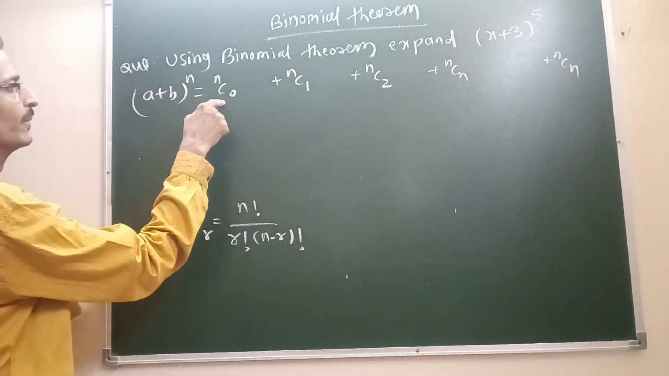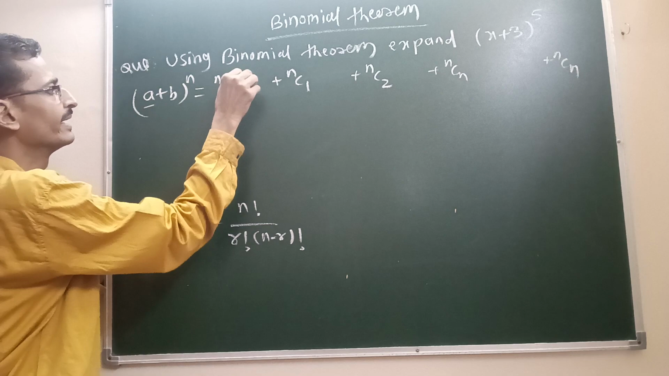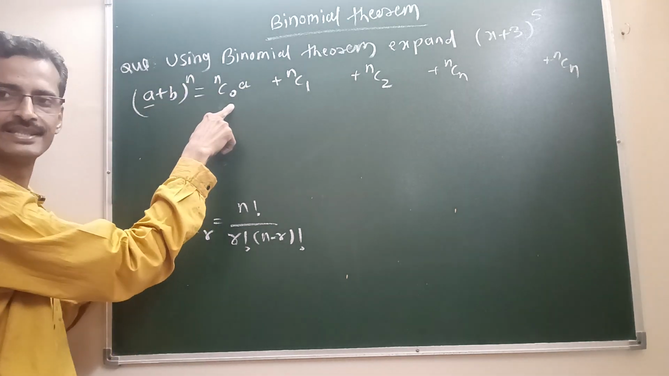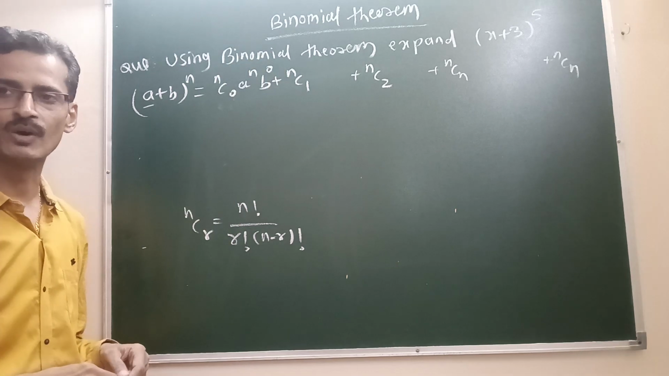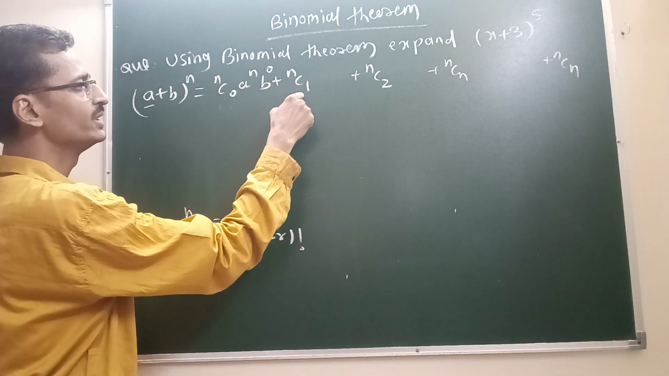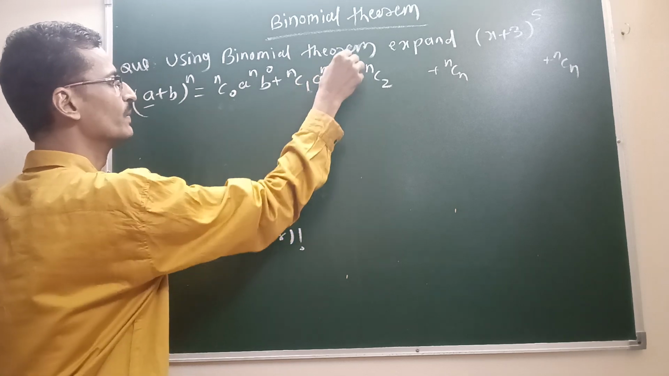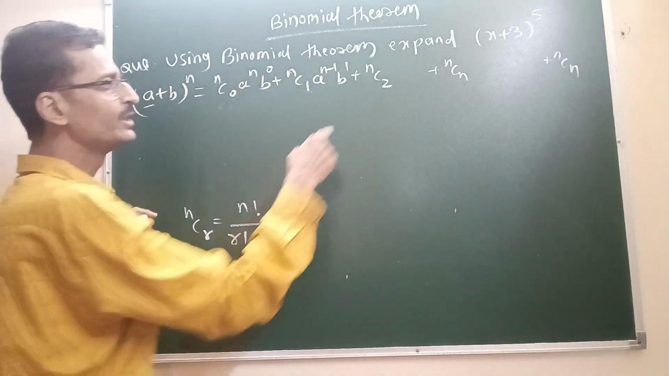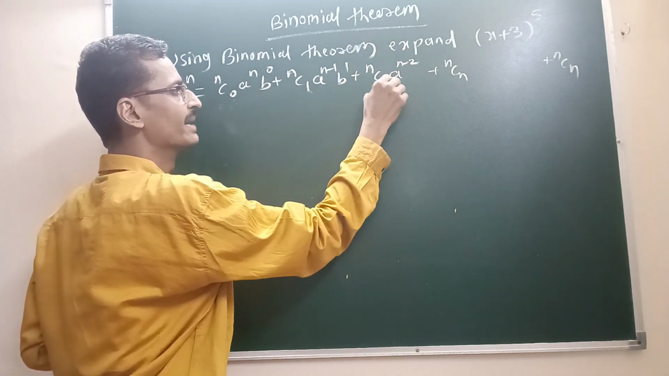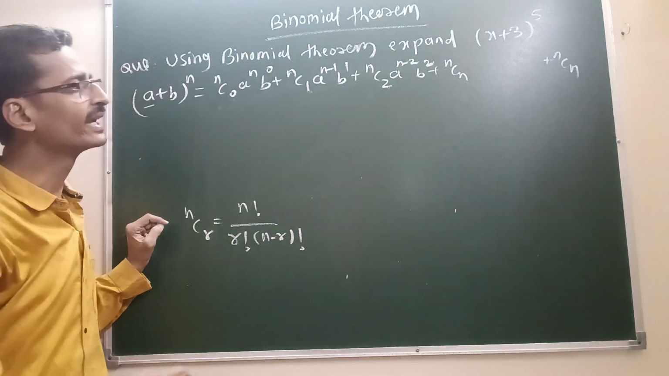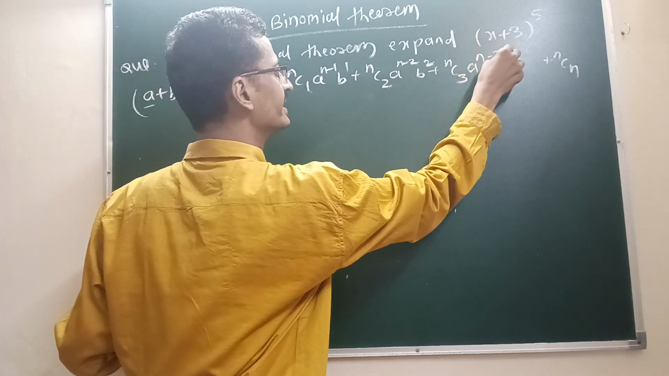So here, in the first term nC0, write a raised to n minus 0, and b raised to 0. Now b raised to 0 is what? 1. Next nC1, write a raised to n minus 1 and b raised to 1. So in nC2, how can we write? a raised to n minus 2 and b raised to 2. Then nC3, a raised to n minus 3, b raised to 3.